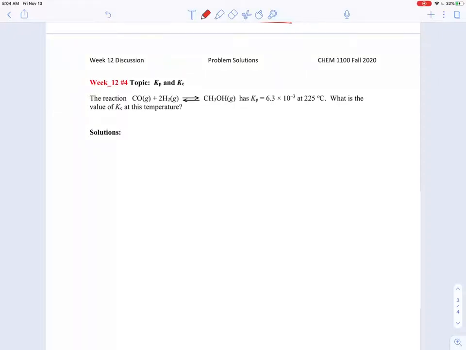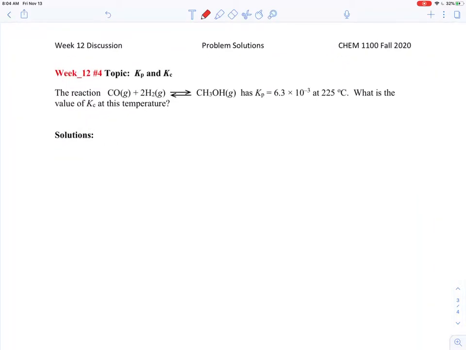Okay, so this is a number 4 problem, conversion between pressure-based equilibrium constant and the concentration-based equilibrium constant. So the Kp is a pressure-based equilibrium constant, and the pressure here is in the unit of atmospheric pressure, and Kc is a concentration-based equilibrium constant, and the concentration here is in the unit of molar, which is mole per liter.